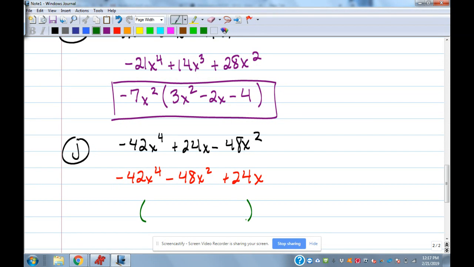Now I'm doing GCF. So what's the GCF of 42, 48, and 24? 8 goes into 24 and 48, but 8 does not go into 42. 4 goes into 24, 4 goes into 48, 4 does not go into 42. 6 goes into 24, 6 goes into 48 8 times, 6 goes into 42 7 times. So 6 works. Is that the biggest one?